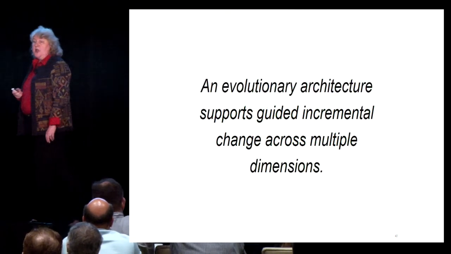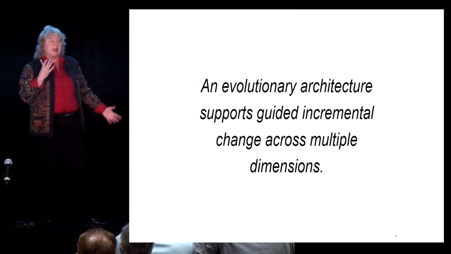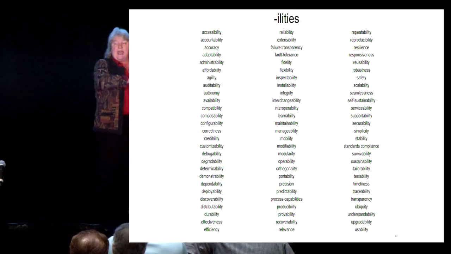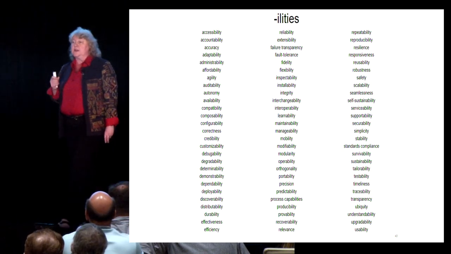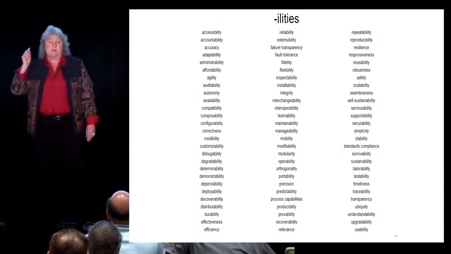Third, across multiple dimensions, we're not talking about any particular aspect of architecture. We're talking about how architecture impacts all of the ilities. And in fact, what we are asserting is that there needs to be a new ility. We need this to be evolvability.